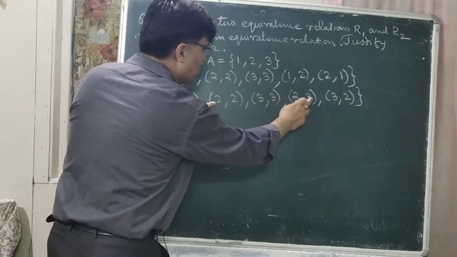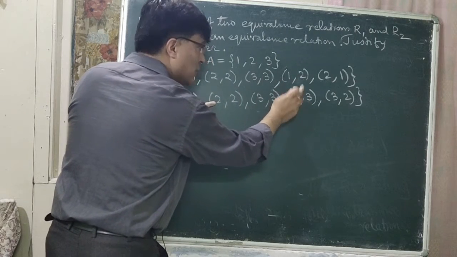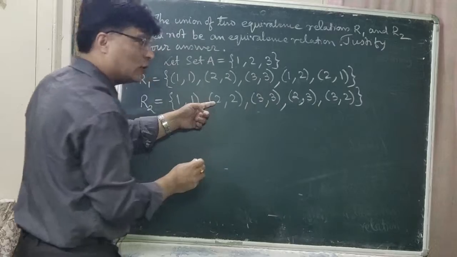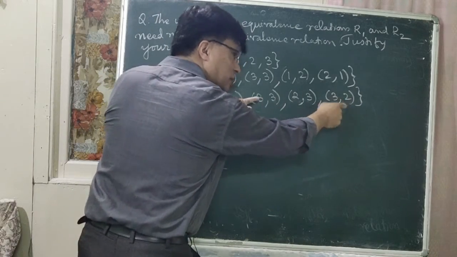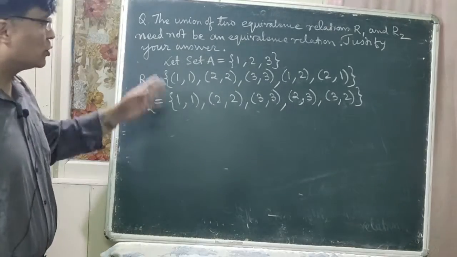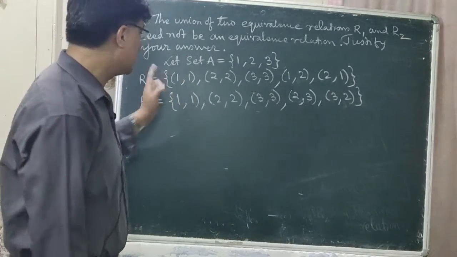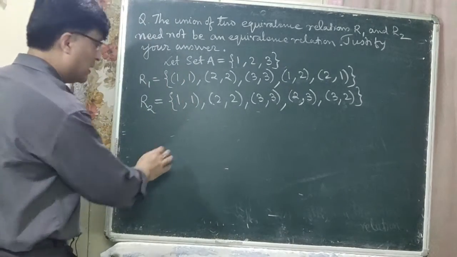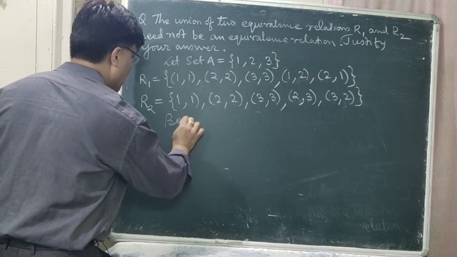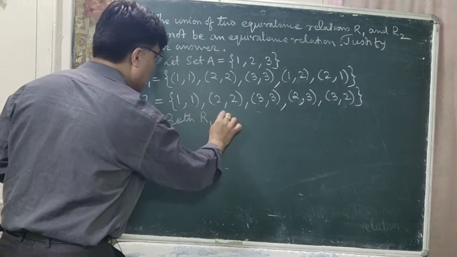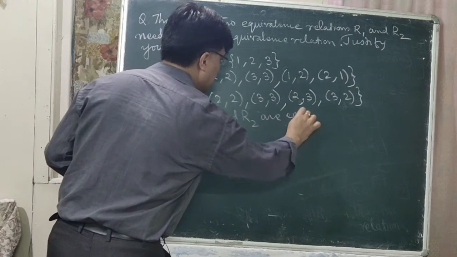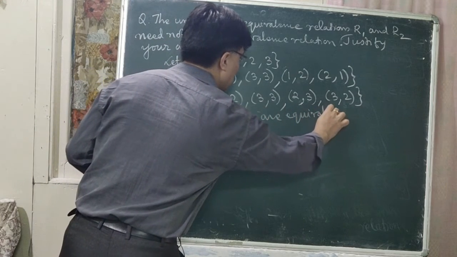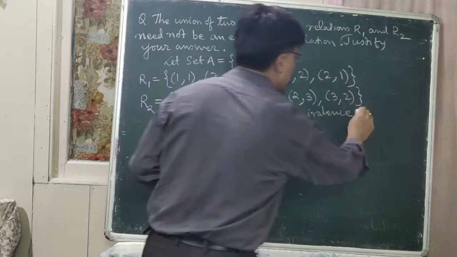(2,2) is there, (2,3) is there. So (2,3) is also there. So it is transitive. Okay? (3,3) is there, (3,2) is there, (3,2) is itself there. So it is also transitive. So it is reflexive, symmetric, and transitive. That is, both R1 and R2 are equivalence relations.